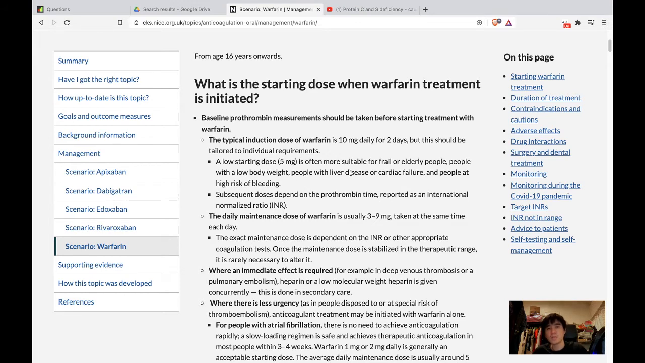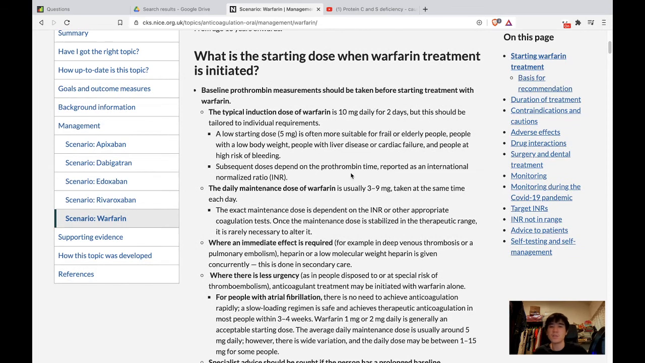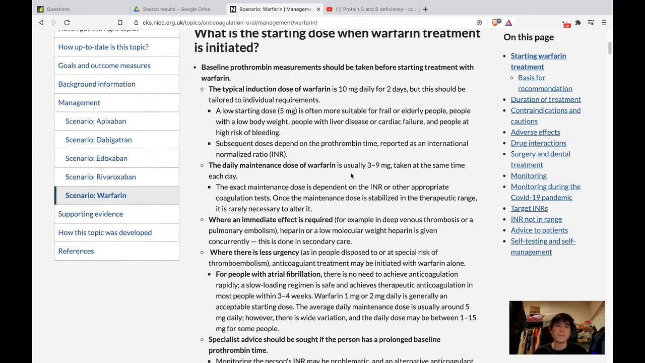The typical induction dose of warfarin is 10 mg daily for 2 days, but this should be tailored to individual requirements. A low starting dose of 5 mg is often more suitable for frail or elderly people, people with low body weight, people with liver disease or cardiac failure, and people at high risk of bleeding. Subsequent doses depend on the prothrombin time, reported as an international normalized ratio.